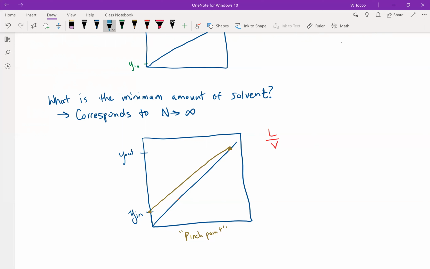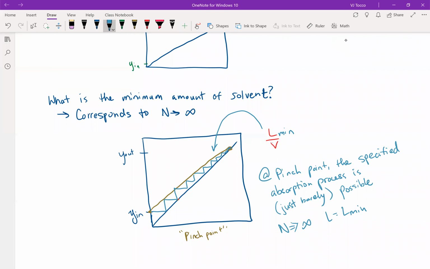And then I know that if I start stepping off of this line, 1, 2, 3, 4, 5, 6, 7, 8, 9, 10, 11, 12, 13, 14, 15, all the way up to infinity, at least I am now getting to my specified y out. And I can figure out what the minimum solvent flow rate is by calculating the slope of that line, and I'd know what V, the vapor flow rate, would be, so therefore I could calculate what L min is. So that's all I want to say about establishing the design limits of L min and N min.